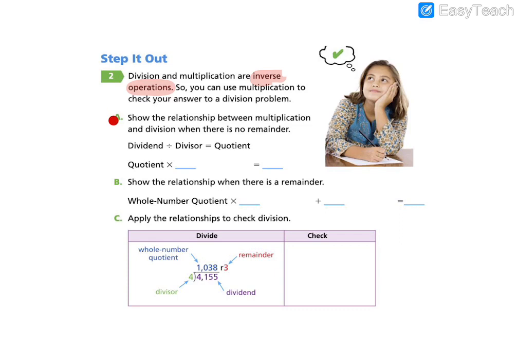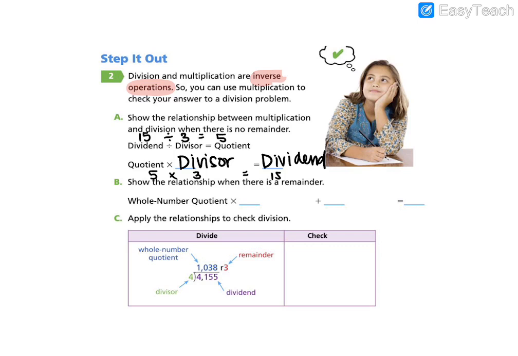Show the relationship between multiplication and division when there is no remainder. The dividend divided by the divisor equals the quotient. If we have the quotient, the answer, and we multiply that by the divisor, we will get the dividend. Okay, so if our dividend is 15 and our divisor is 3, our quotient would be 5. All this is saying is that 5 times the divisor of 3 will give us the original dividend of 15.